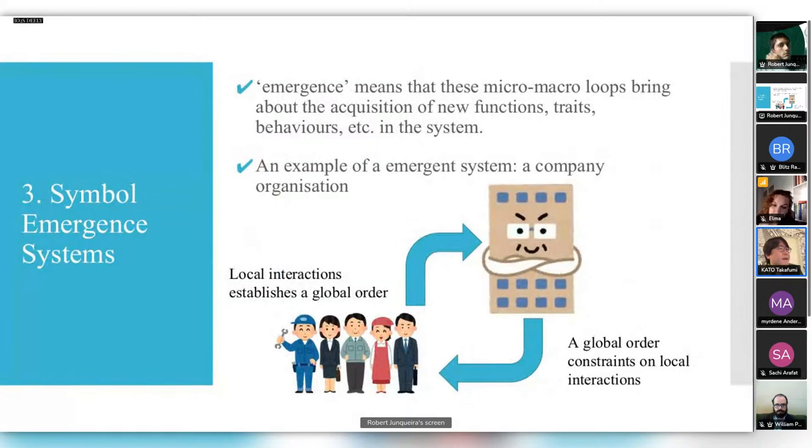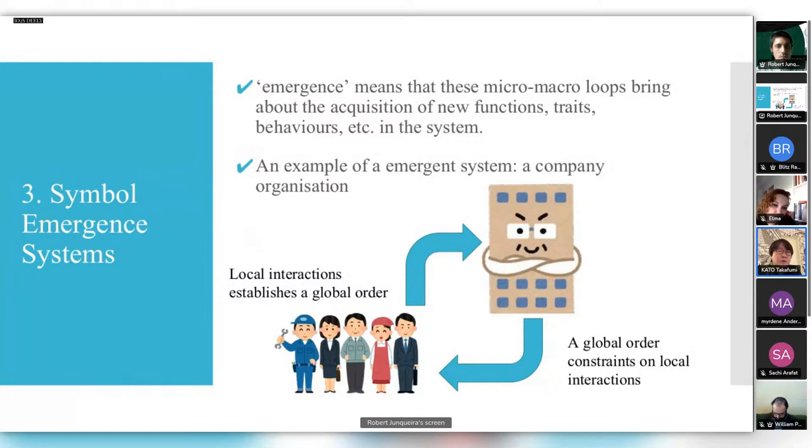When we speak of emergence systems, emergence means that these micro-macro loops bring about the acquisition of new functions, traits, behavior, etc. in the system. And an emergence system is a system in which such emergent phenomena continue to be inherent. Let me illustrate this more concretely with the example of a company organization.